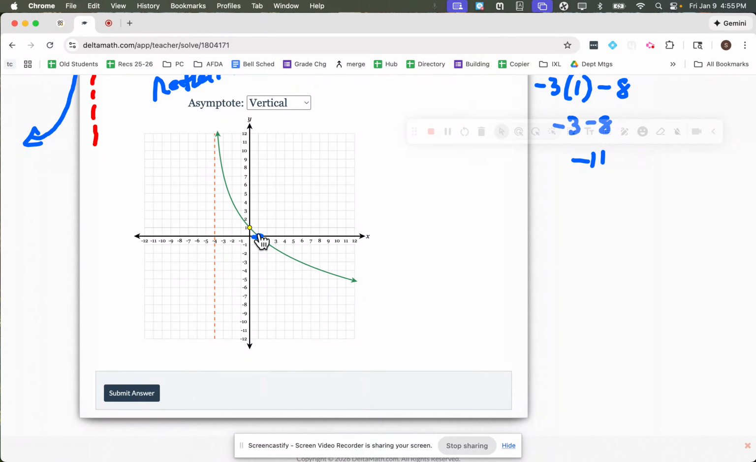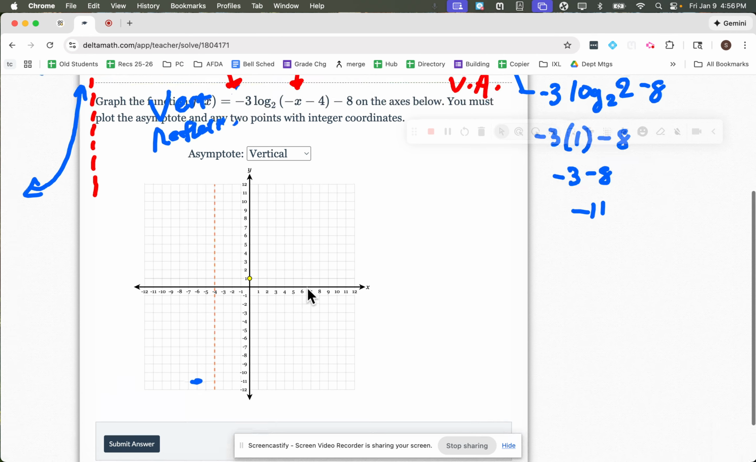So, okay, -6, comma, -11 is, here's -6. Drop that down to -11. All right, first point accomplished.